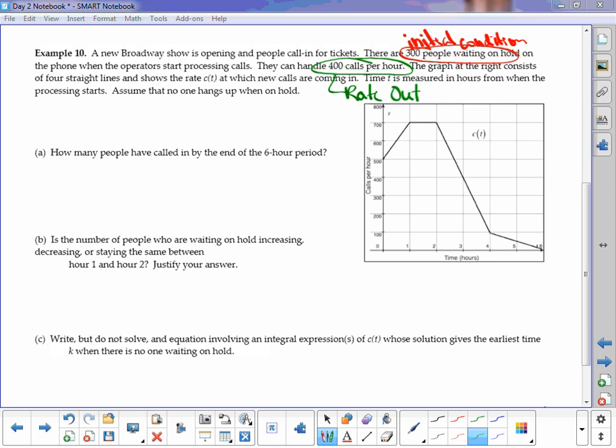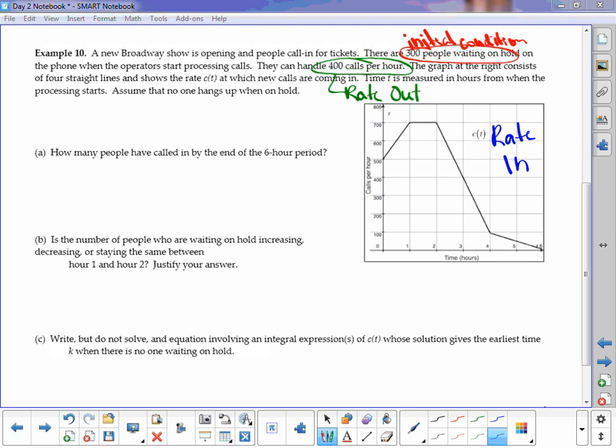And then it says the graph at the right, but really the graph below consists of 4 straight lines and shows the rate at which new calls are coming in. So this graph here is C of t. This is my rate in. This is people being added to the list of those on hold. So we have people that were already on hold, people adding onto it, and people that are getting processed. So it's taking into consideration all these pieces.